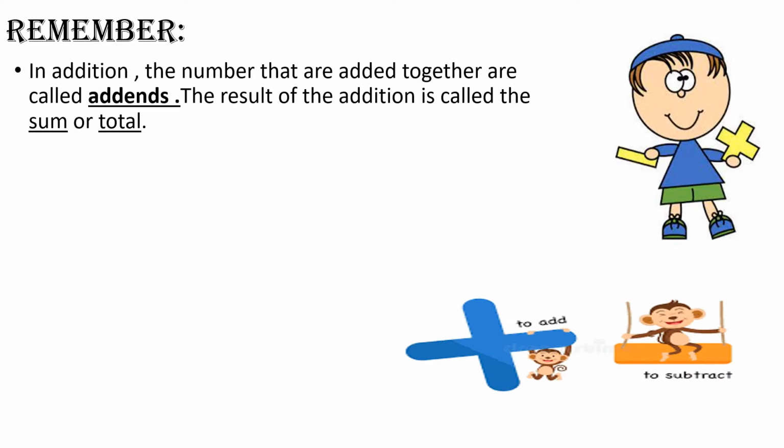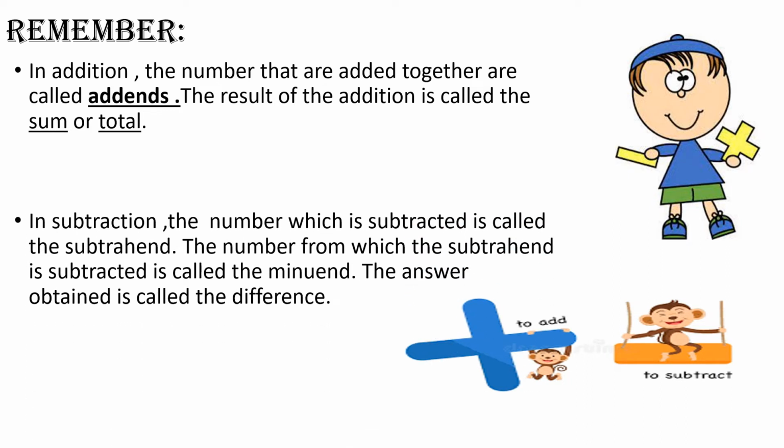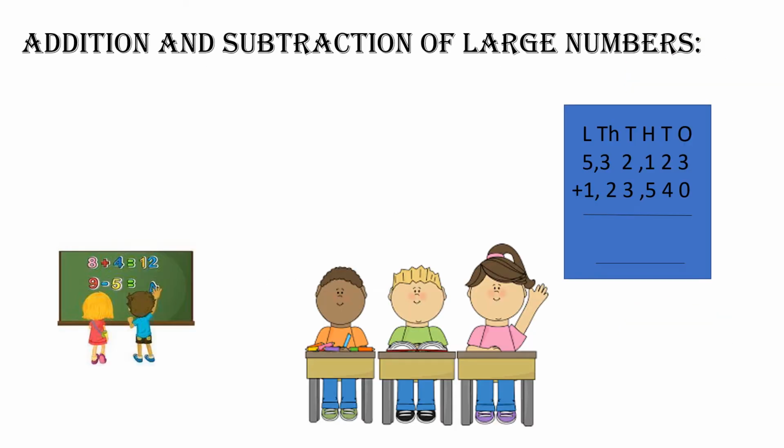Remember, in addition, the numbers that are added together are called addends. The result of the addition is called sum or total. In subtraction, the number which is subtracted is called the subtrahend. The number from which the subtrahend is subtracted is called minuend. The answer obtained is called the difference.